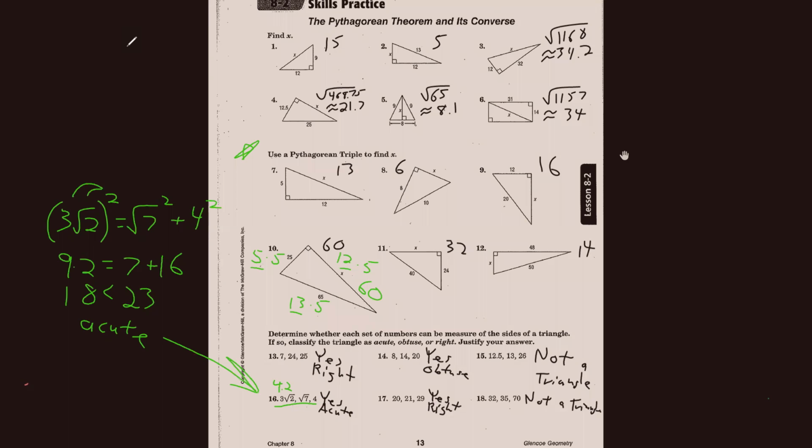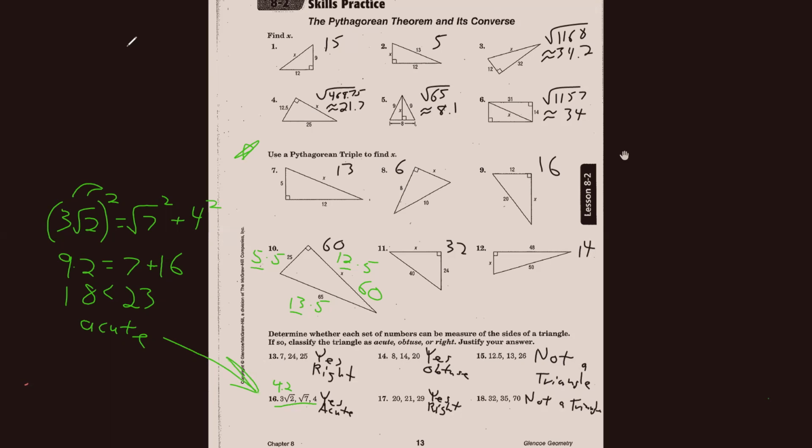If you had plugged it in the order that it appeared there and thought that 4 was the biggest one, you probably would have gotten 2s instead of a cube, which would have thrown you off. All right. The biggest side was the 3 radical 2. Any other questions on that?